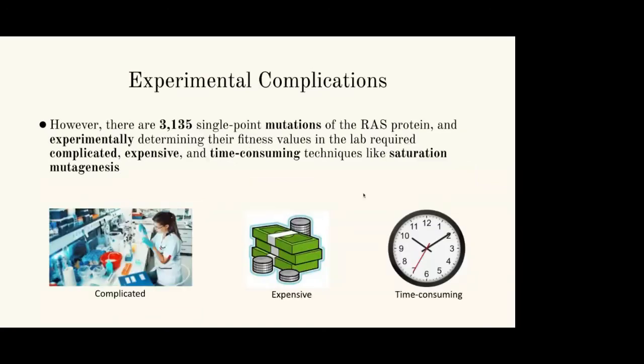So this slide basically just sums up what I said before. In total, there's 3,135 single point amino acid mutations to the RAS protein structure, and experimentally determining it is complicated, expensive, and time consuming, and also bad for the environment.